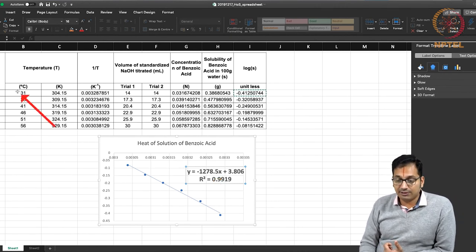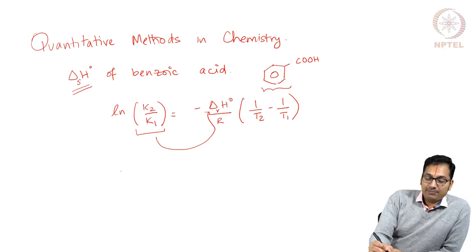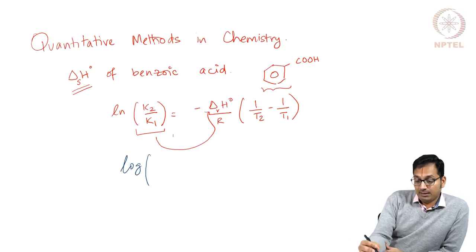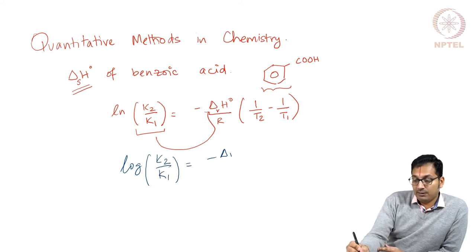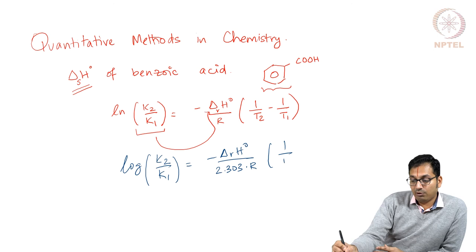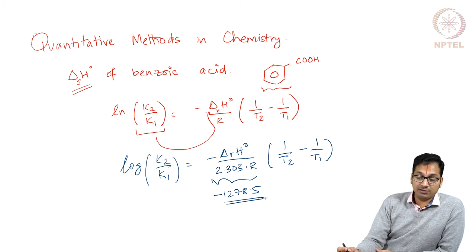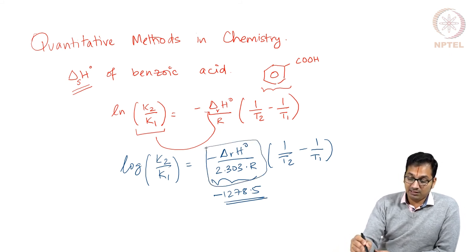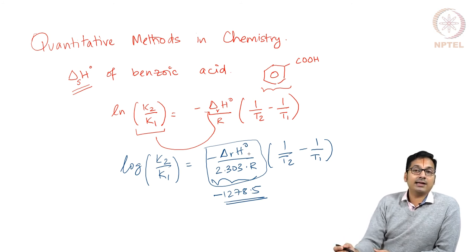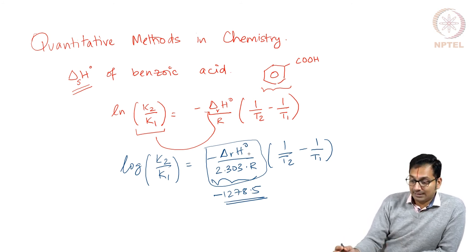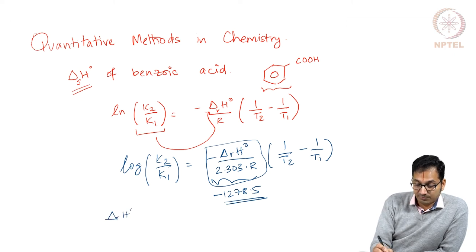Now let's go back and see what it is that we wanted to measure. What has happened is that Excel seems to be using log as log 10 itself. So basically you have something like a log of k2 over k1, you are going to have a 2.303, which comes up as the change in the base from log e to log 10. So now your slope, which is minus 1278.5, can be used to determine the delta H naught. Since the entire term is negative here and this is also a negative value, you are able to discern that delta H naught is indeed positive, indicating that it's an endothermic process.